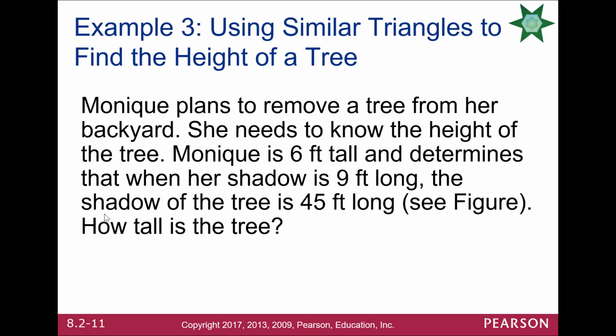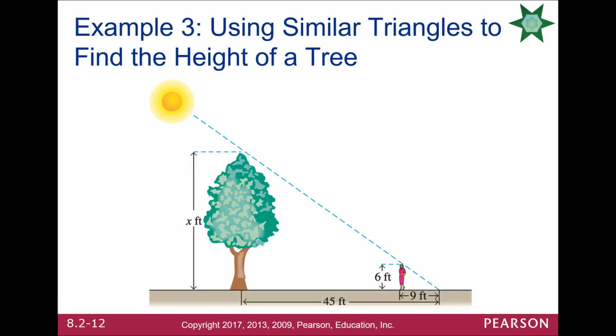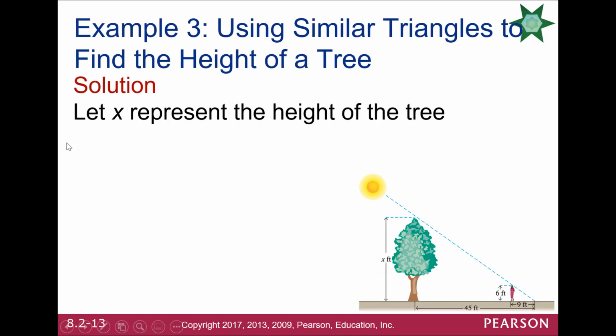Monique plans to remove a tree from her backyard. She needs to know how tall the tree is. She's 6 foot tall, and her shadow's 9 foot long at the same time the shadow of the tree is 45 feet long. How tall is the tree? So you'll notice you have two triangles. You have the little one created by her and her shadow, and you have the bigger one created by the tree and its shadow.